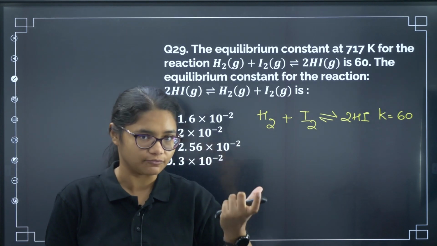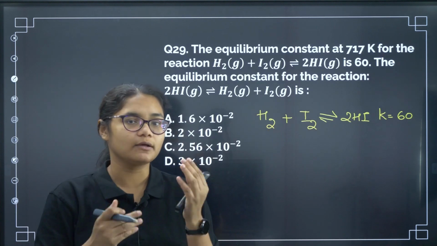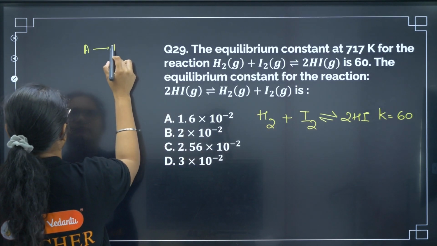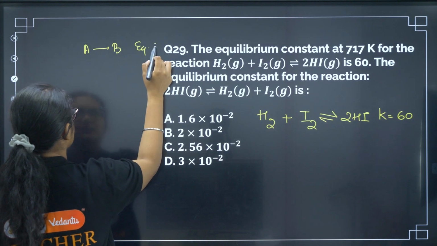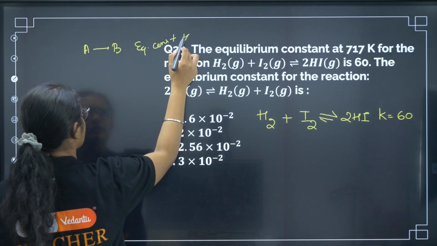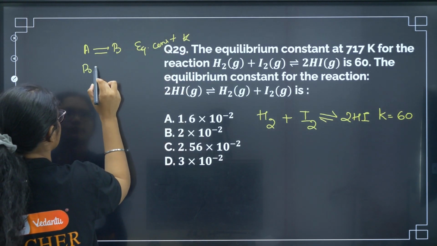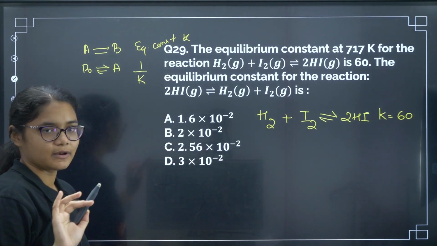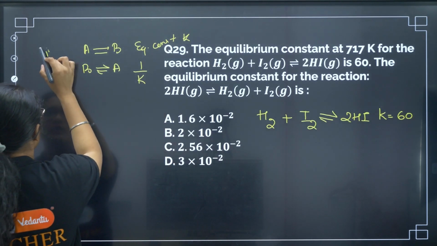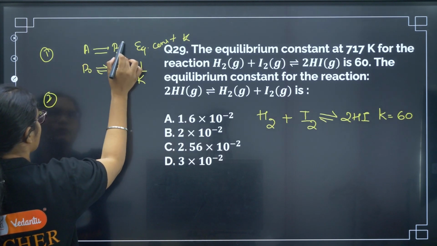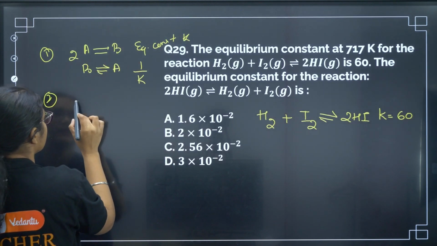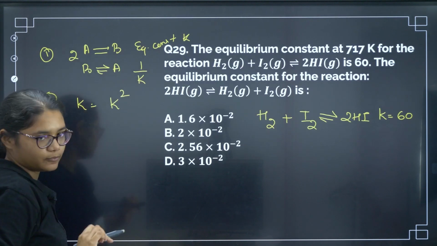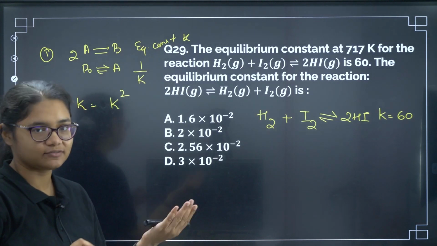When a reaction is reversed, the equilibrium constant becomes 1 by K. For example, if we have a reaction A gives B, its equilibrium constant is K, right? Now if the reaction becomes B gives A, then the equilibrium constant for this reaction is 1 by K. This is the first point. Now the second point is, if you multiply the whole reaction with 2, then the new equilibrium constant will be K square.